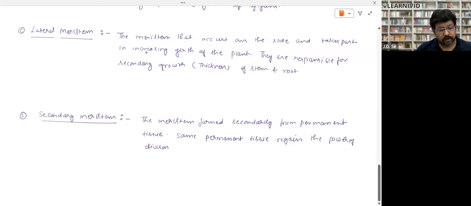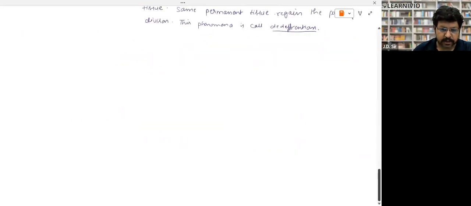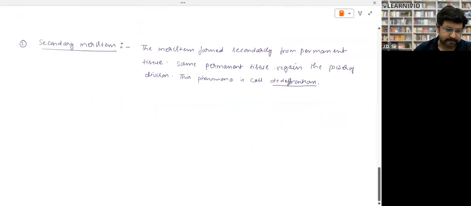This phenomenon is called de-differentiation. De-differentiation is the reverse process of differentiation. Try to understand what exactly this definition wants to say. I will explain it more clearly. Basically, this happens actually.